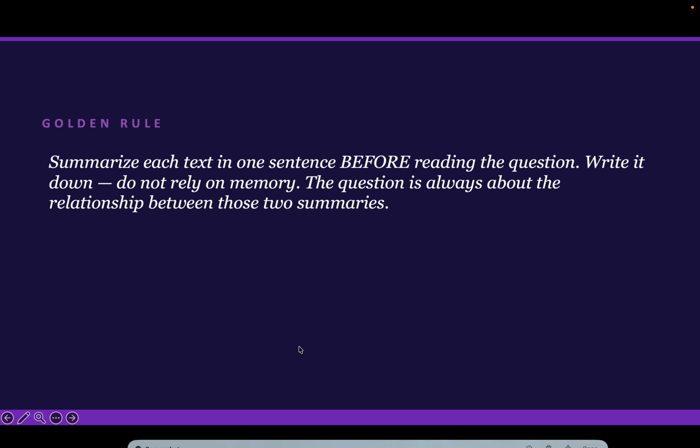The golden rule is to always summarize the text in one sentence before you read the question. You can write it down if you want to. And it's always going to ask about the relationship between those two. So start connecting those passages, seeing how they engage with each other as you're reading the passages and trying to come up with their summaries.